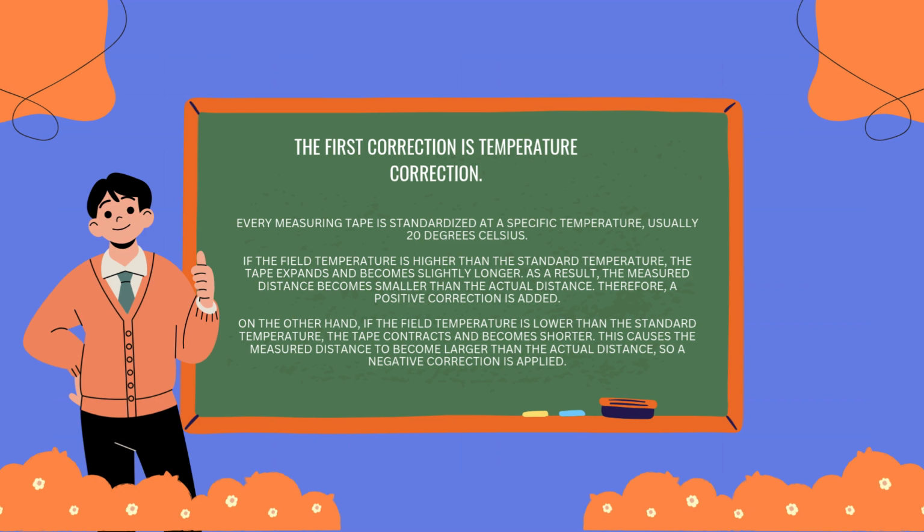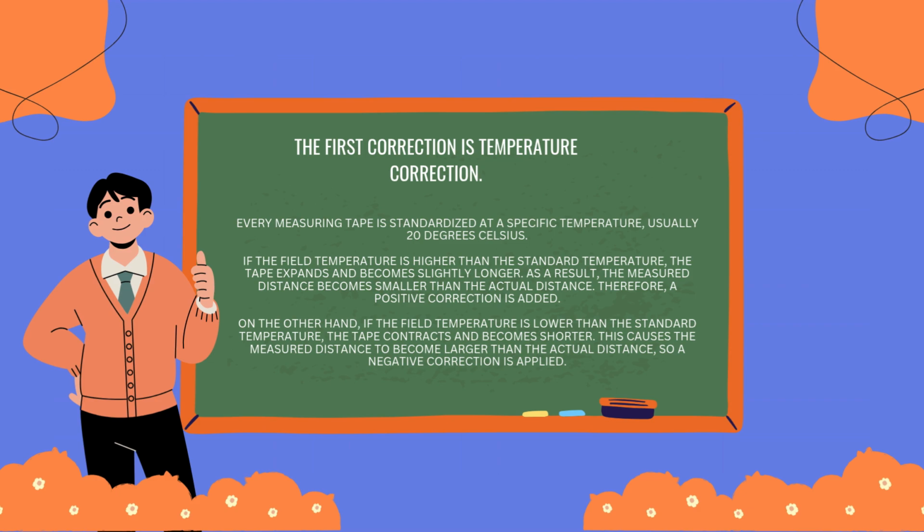Every measuring tape is standardized at a specific temperature, usually 20 degrees Celsius. If the field temperature is higher than the standard temperature, the tape expands and becomes slightly longer. As a result, the measured distance becomes smaller than the actual distance. Therefore, a positive correction is added.